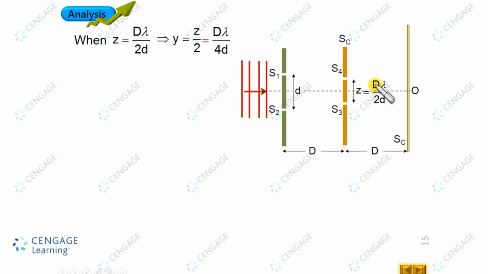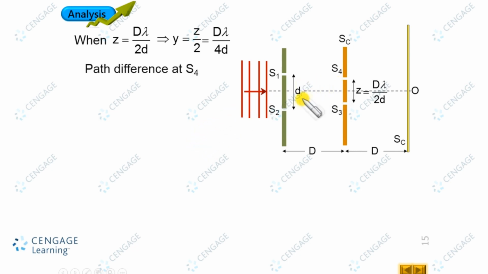Let us calculate the intensity at point S3 or S4, because the intensity at this point and this point is equal. For calculating the intensity at S3 and S4, we need to find the phase difference of the two waves reaching S3 and S4. We know the relationship between the phase difference and path difference. We can calculate the path difference at either point, so let us consider the S4 point and calculate the path difference at S4.